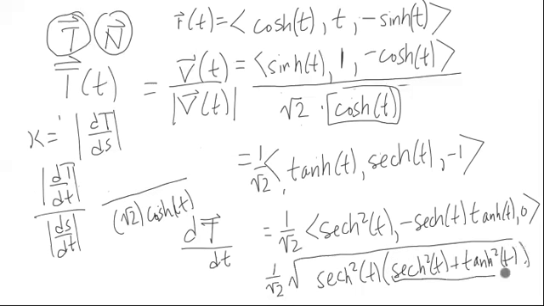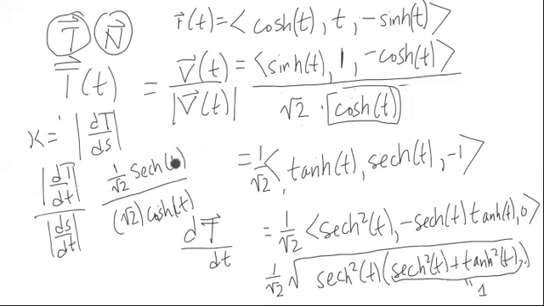And notice that this part is just 1. So taking the square root, we have 1 over root 2 times secant of t. And that quantity right there will be the length of this dT/dt. So we end up getting 1 over root 2 times secant of t, just like that, secant of t.